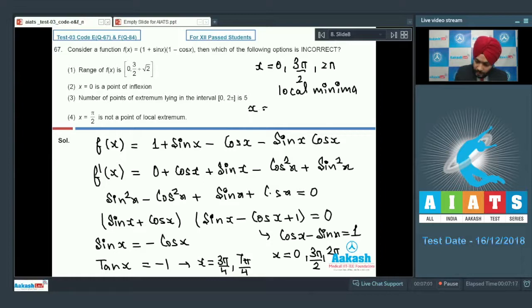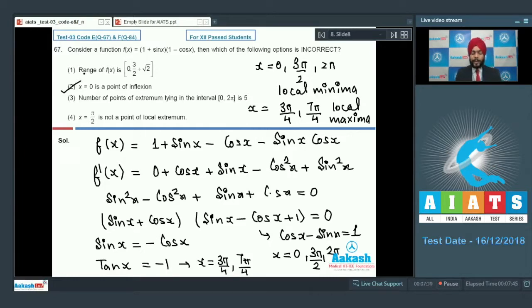X equals 3 pi by 4 and 7 pi by 4 are both points of local maxima. This is an obvious saying that for a continuous function, between every 2 points of local minima there exists a point of local maxima. So between 0 and 3 pi by 2, 3 pi by 4 is the maxima. Between 3 pi by 2 and 2 pi, 7 pi by 4 is the local maxima. Students, we can easily see that option number 2 is incorrect.